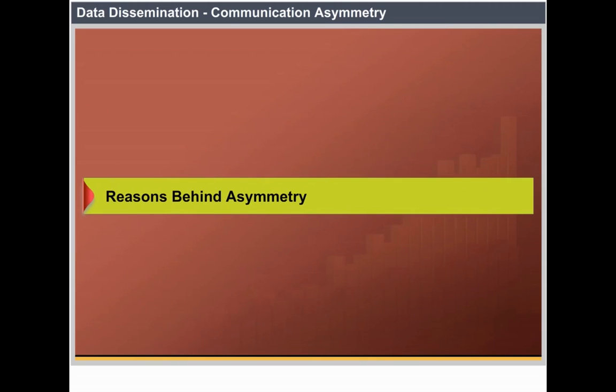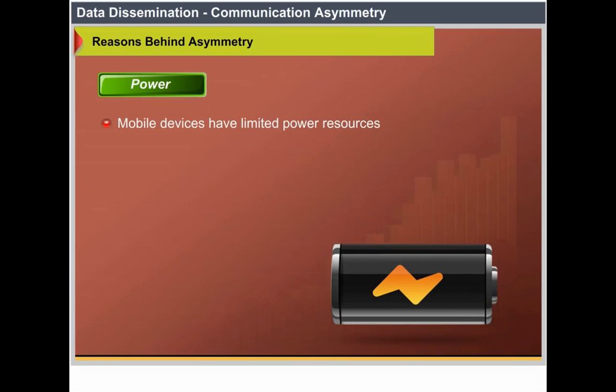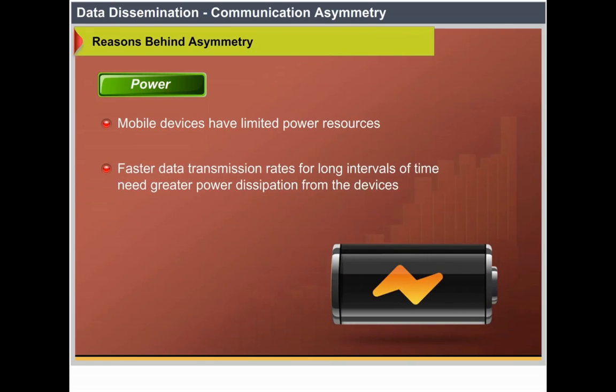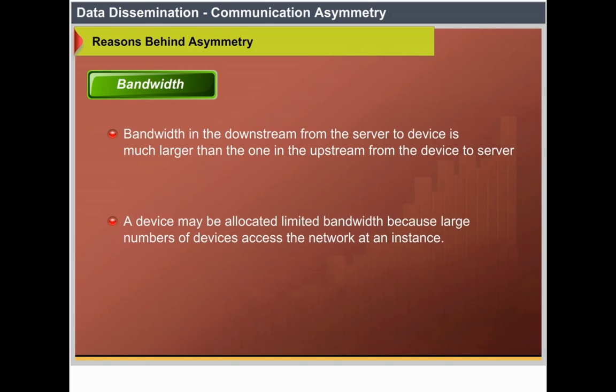Reasons behind asymmetry. Power: mobile devices have limited power resources. Faster data transmission rates for long intervals of time need greater power dissipation from the devices. So mobile devices transmit at lesser data rates than the server. Bandwidth: the bandwidth downstream from the server to device is much larger than the one upstream from the device to server. A device may be allocated limited bandwidth because a large number of devices access the network at an instance.